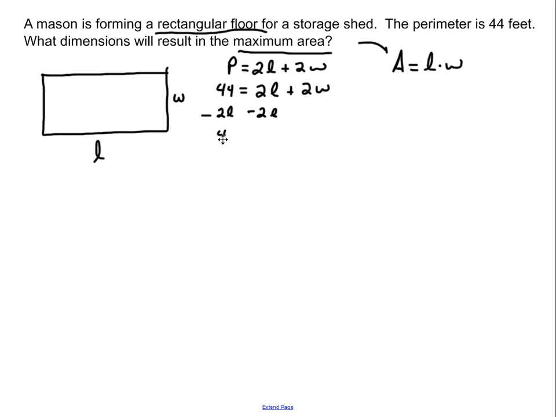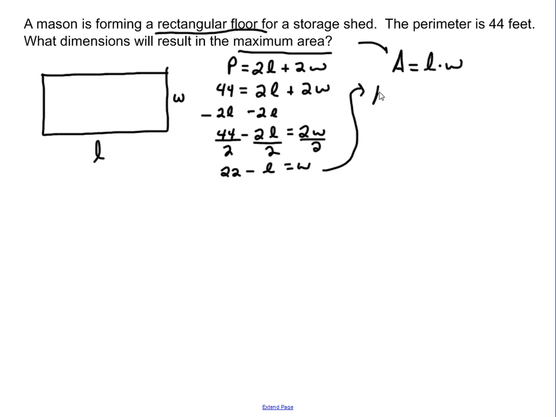So that 44 minus 2L is equal to 2 times W. But we need W alone right here, because in this formula, if we're going to replace W, we're going to have to isolate it here. So we divide both sides by 2. Every single term gets divided by 2. And we get 22 minus L is equal to W. So anywhere we see W in our area formula, that's what we're going to use.